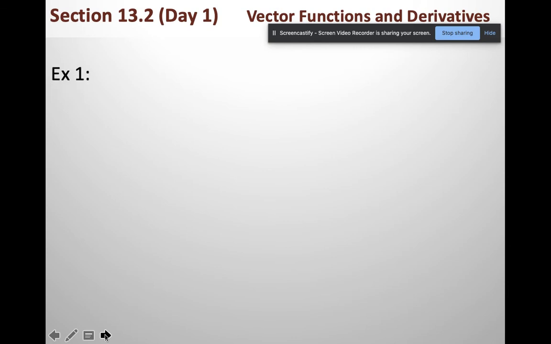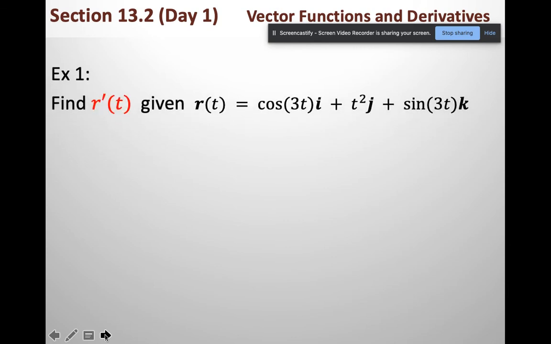So example 1, let's take this function r as a vector valued function, and let's find r prime of t, right? So you took single variable calculus for a reason, and you paid attention. So r prime of t is just the derivative of cosine 3t.